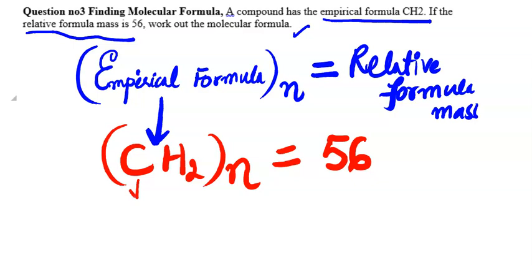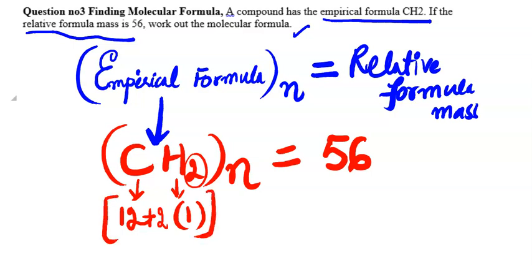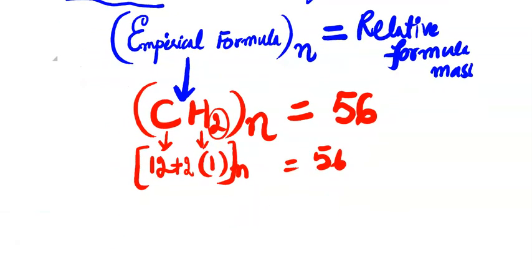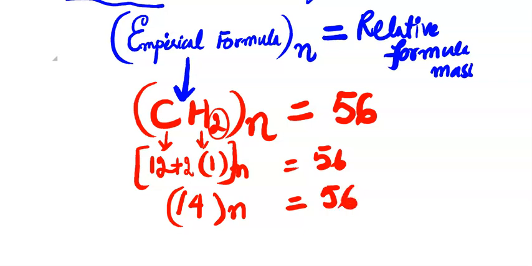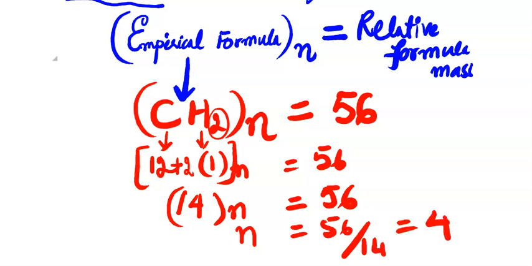What is the Ar of carbon? It is 12. What is the Ar of hydrogen? It is 1. And it is 2. Since it is 2, so you just need to multiply it with 2. And N times 56, right? And then when you solve it, you get 14. N equals to 56 divided by 14. So the value of N is 4.